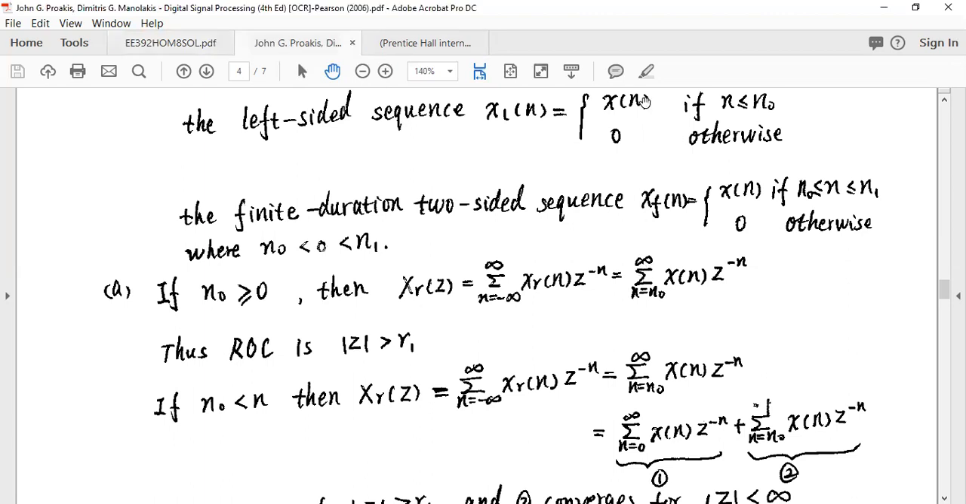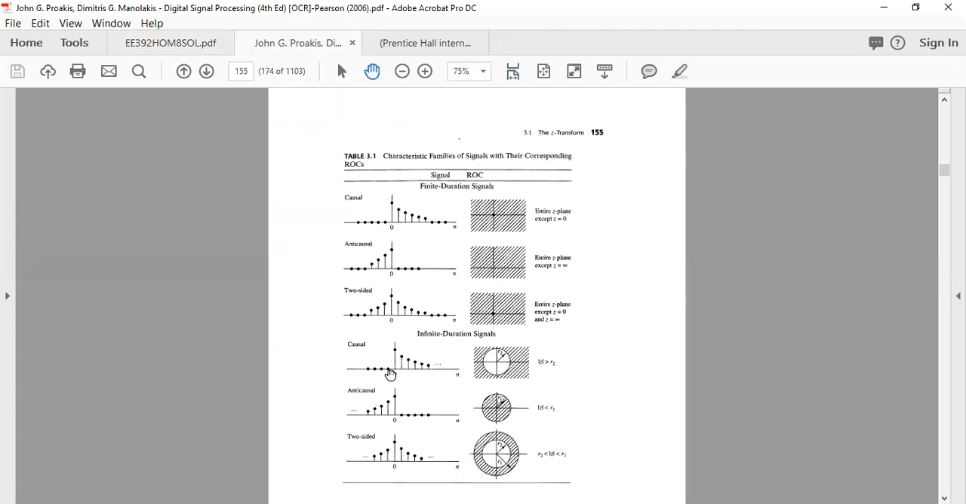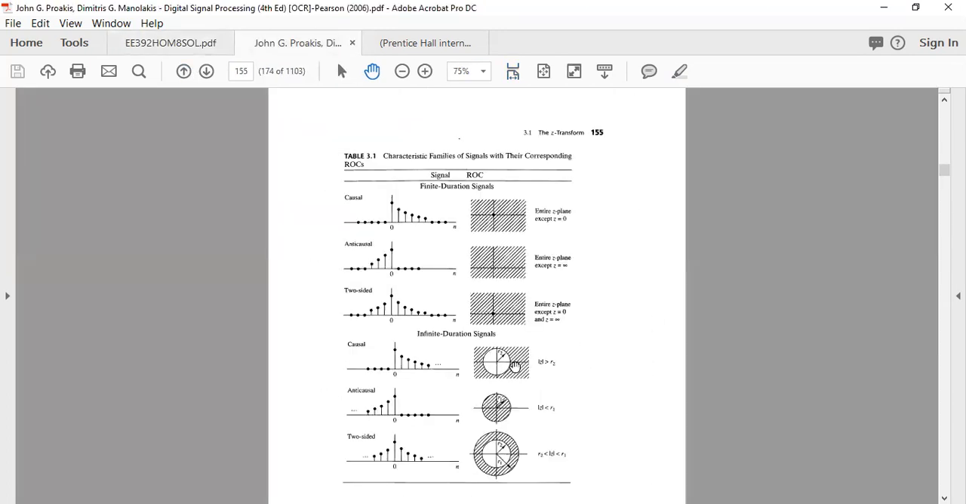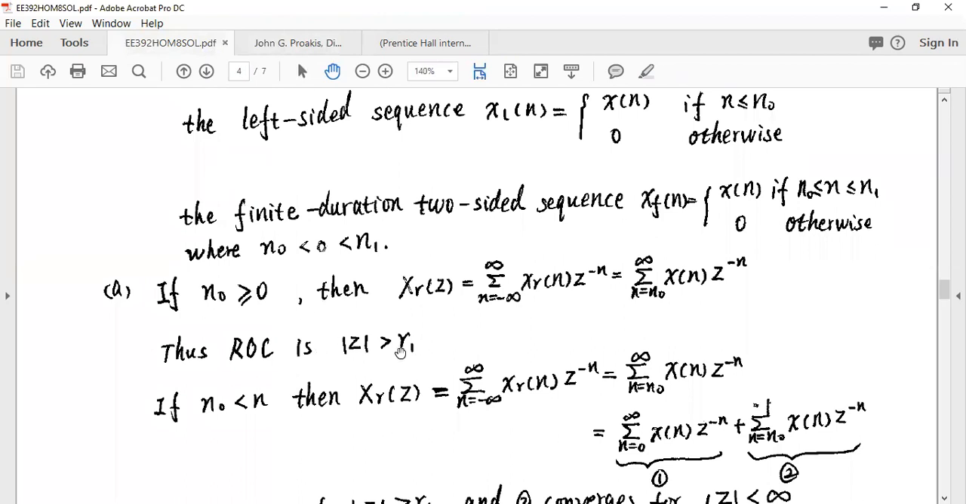So if the sequence is infinite, we'll have an infinite duration signal. This is the infinite duration signal, so we'll be having something like this for the region of convergence. In this particular case, we assume that the radius is equal to some value r1, so the modulus of z is greater than r1.